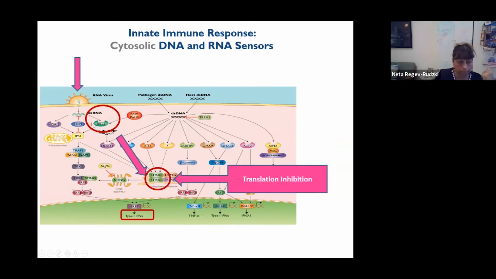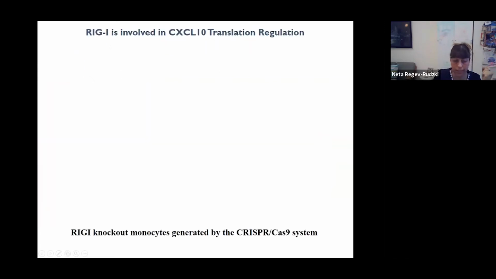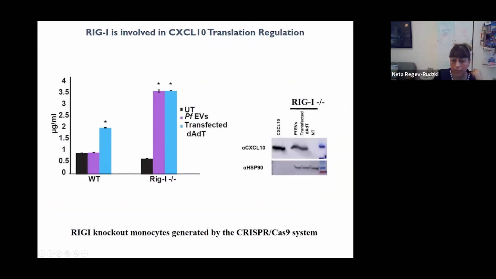So combining these elements, given this data, we decided to examine if RIG-I, the RNA sensor, is also involved in our system. To address that, we used RIG-I knockout monocytes that were generated by the CRISPR-Cas9 system. And as you can clearly see here, in the RIG-I knockout monocytes, all of a sudden we got expression of IP10, and we could detect it by a Western blot and by ELISA assay. So the translation inhibition doesn't work anymore. That means that RIG-I is a key player in our system.